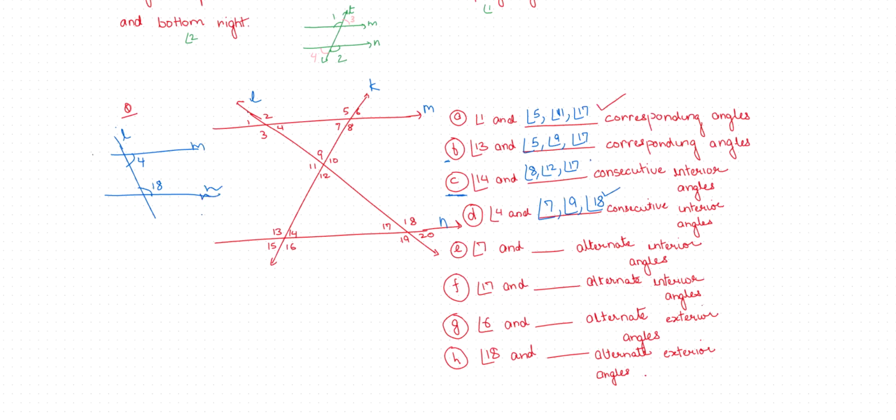Okay. Now we'll do alternate interior angles, E and F. So please try on your own and then check the answers. We can see here the transversal is M and the two other lines are L and K, which the transversal is intersecting. And 2 and 7, we can say 7 and 2, they are alternate interior angles.